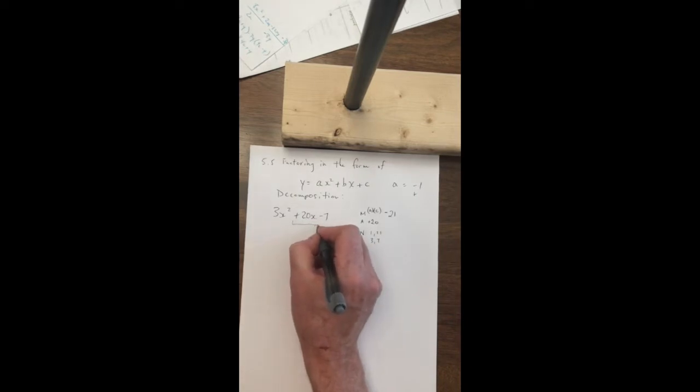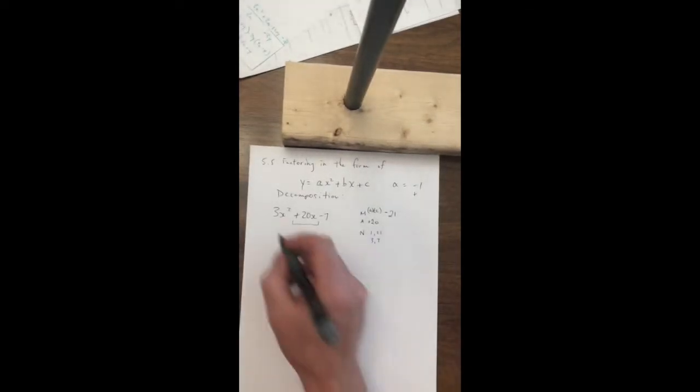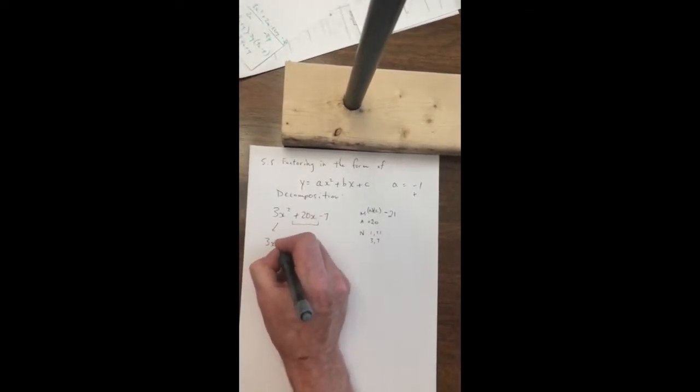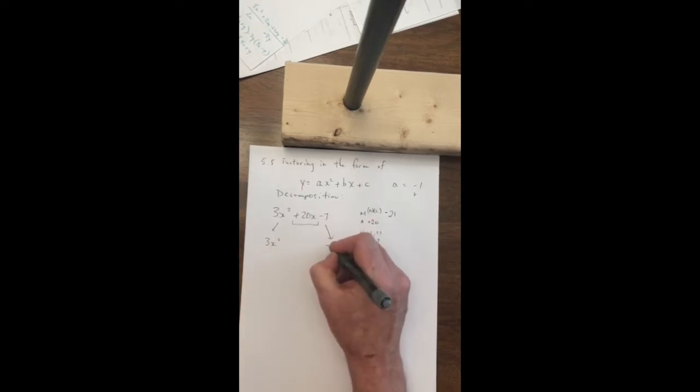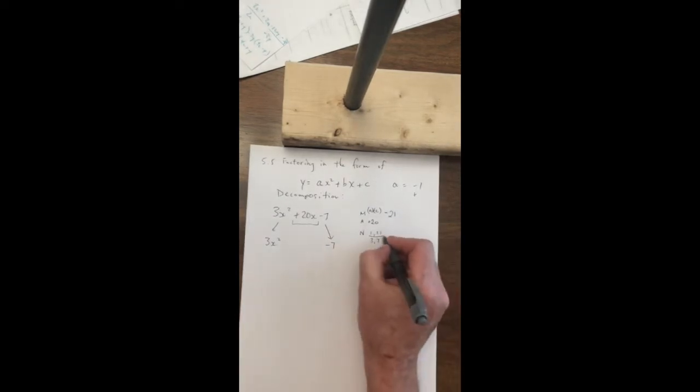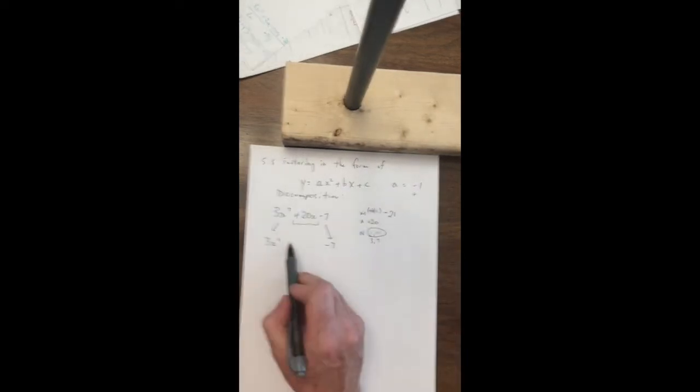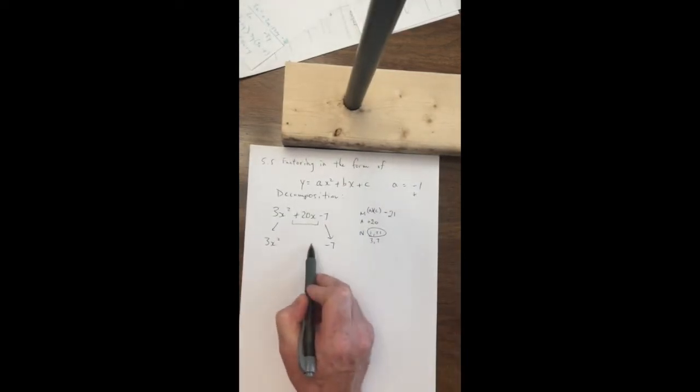So here's what we're going to do. We're going to break up or decompose this middle term. So the first term we just carry down. The last term we carry down, and we break up the middle term. Now, in this case, I have to decide, am I going to put the 1 here and the 21 here, or am I going to put the 21 and the 1?